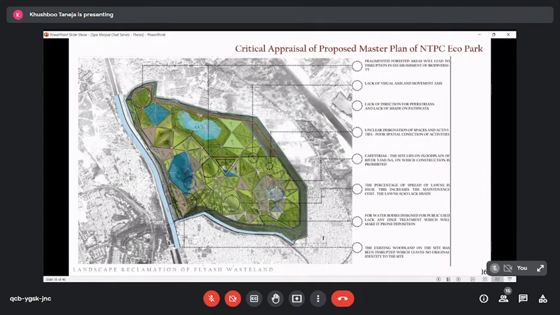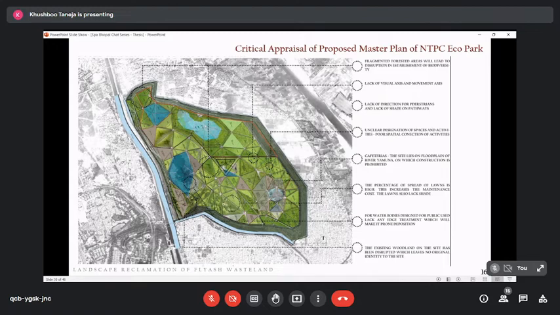Next, this is one very interesting thing that I came across when I visited the site: NTPC, the agency that runs this whole thermal power plant, had already planned an eco park there. When I went, work was already going on. So I was told by my faculty that you can critically analyze it and see what good they are doing and what bad they are doing, and then you can carry on.